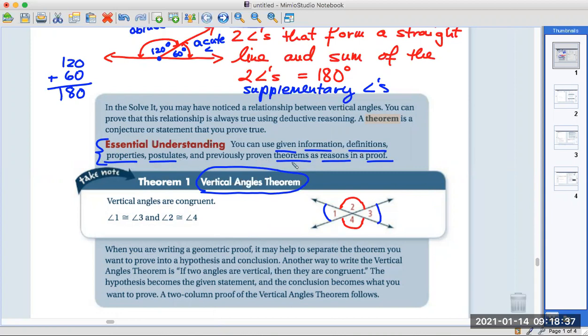What's the difference between postulate and theorem? A postulate is understood to be true without proof, and a theorem has been proven to be true. Like a postulate would be: through any 2 points, you can only draw one specific line. There's no other way to draw a line through these 2 points. So that would be a postulate. There's no proof needed. That's understood to be true. And there's a question on your homework. I'm going to ask you about that. What's the difference between a theorem and a postulate?